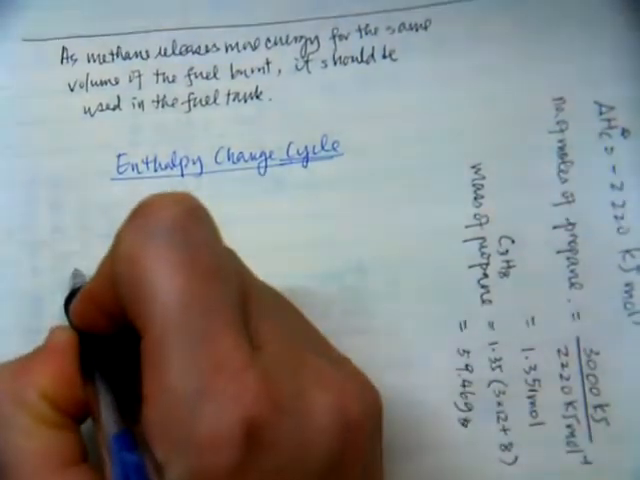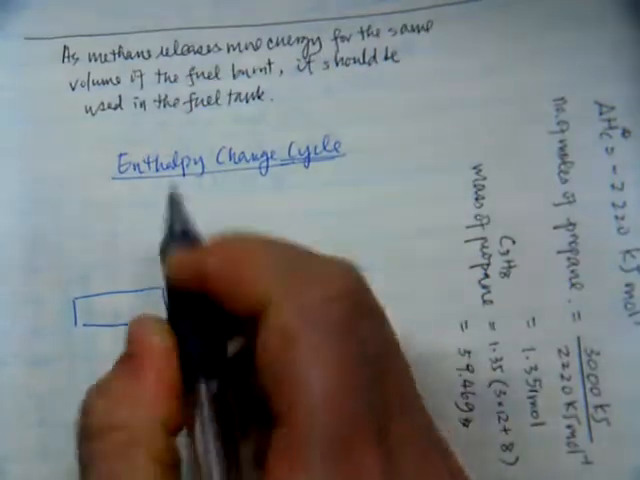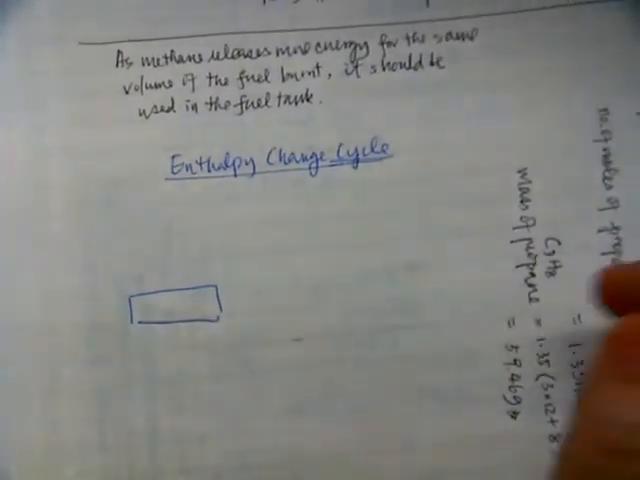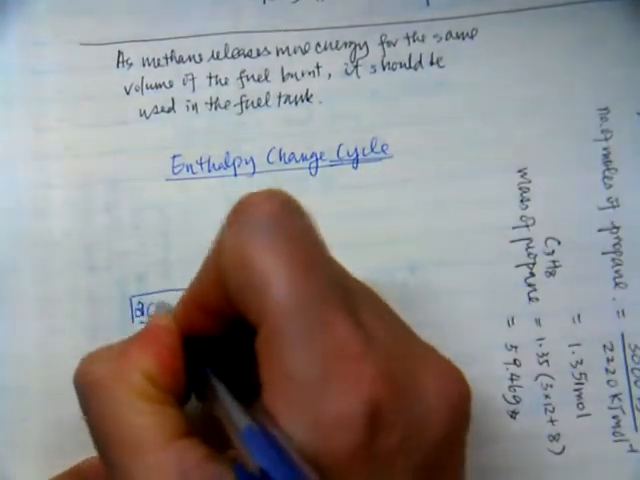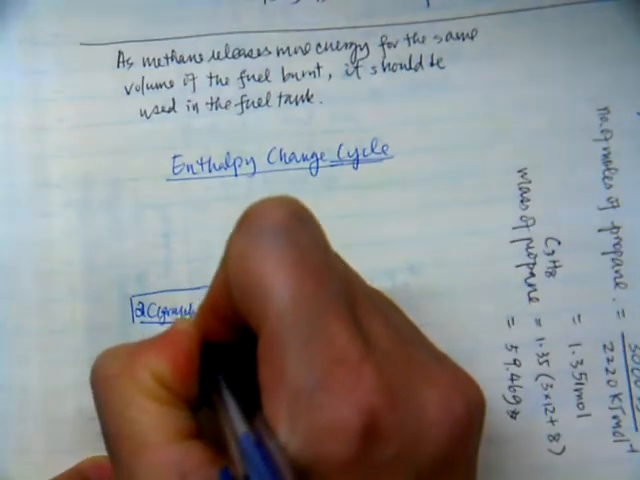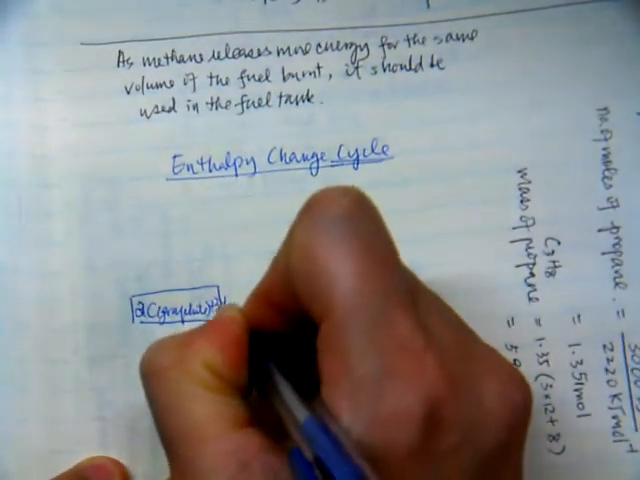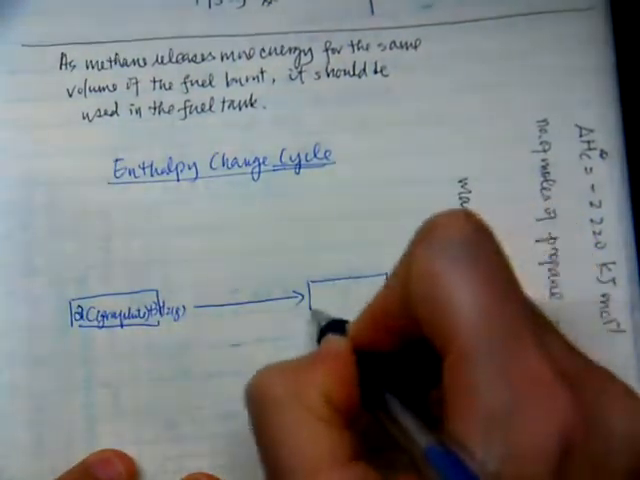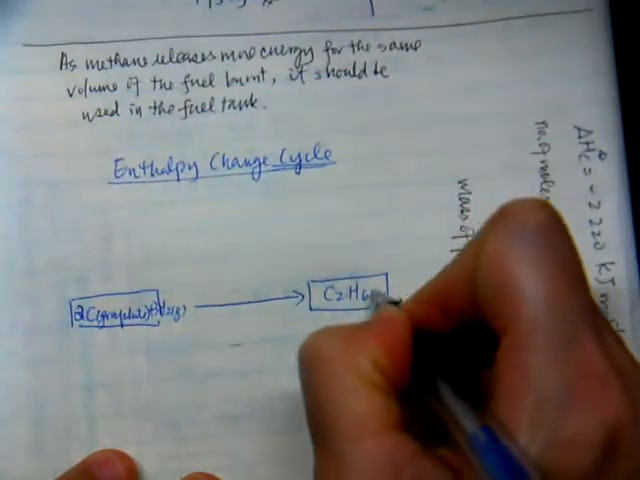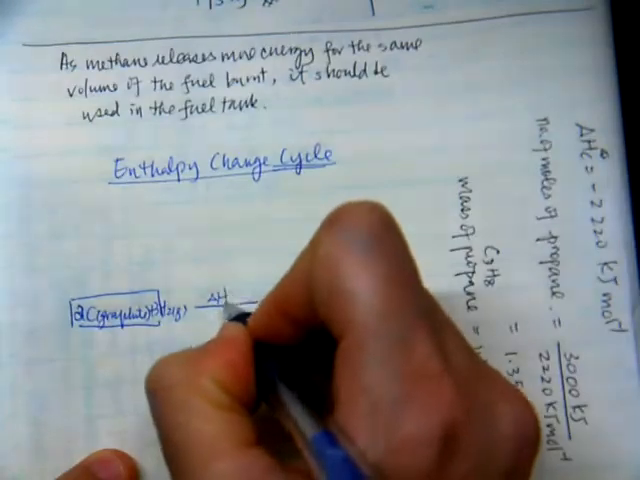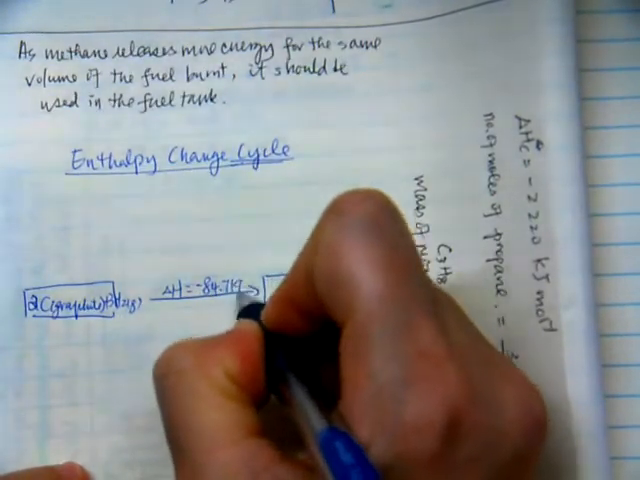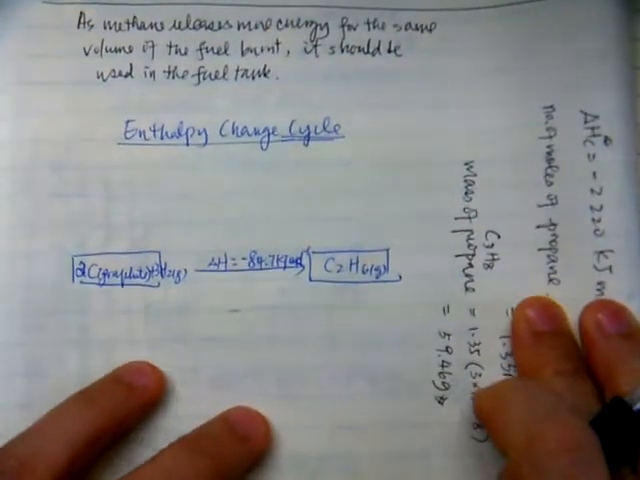Now first of all, I will draw route A. This is route A with reactants carbon graphite and hydrogen. Okay, for route A, the products are ethane with delta H equal to negative 84.7 kilojoule per mole. This is route A.